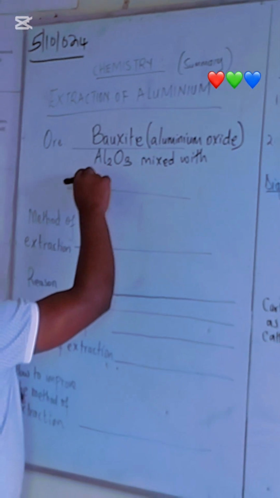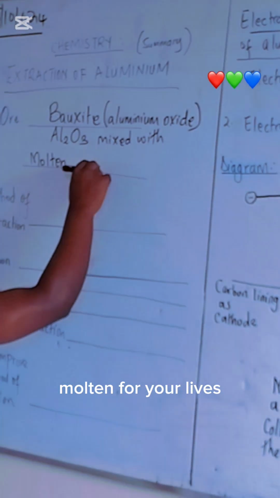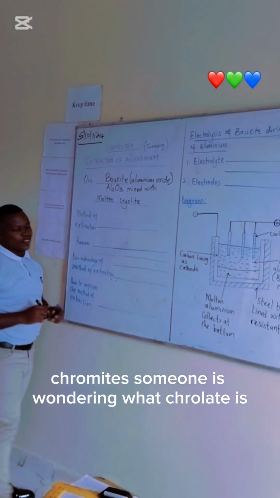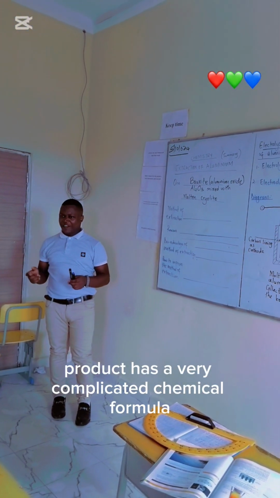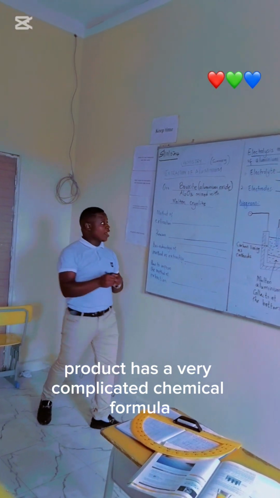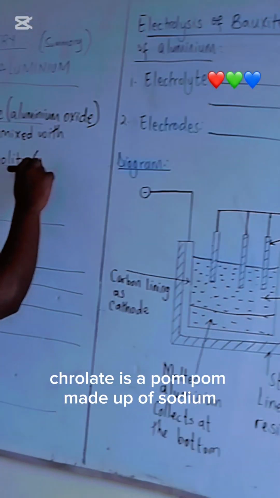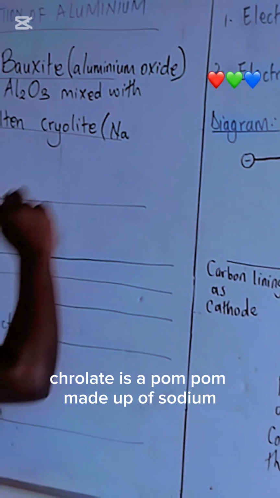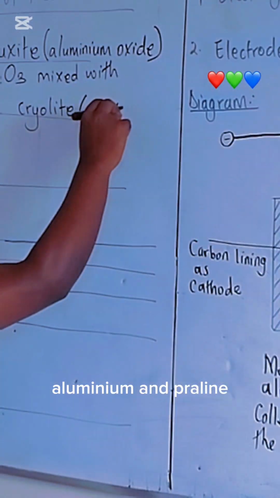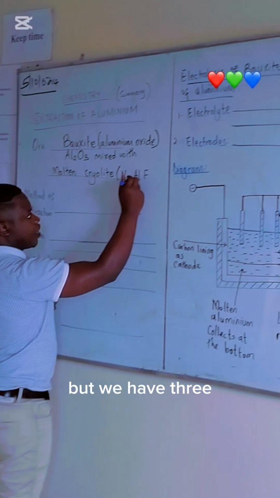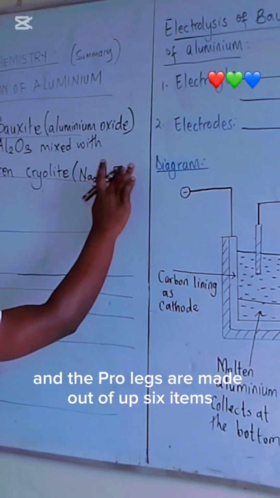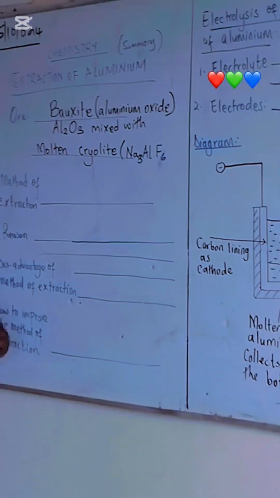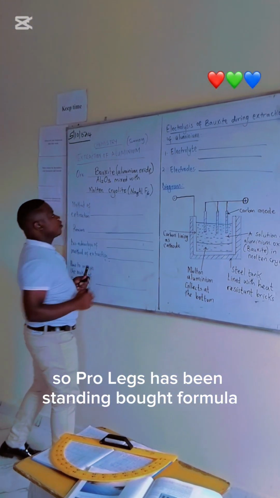molten cryolite. Someone is wondering what cryolite is. Cryolite has a very complicated chemical formula. Cryolite is a compound made up of sodium, aluminium, and fluorine. Here we have a 3, and the cryolite can make up to 6 atoms. So that is its chemical formula.